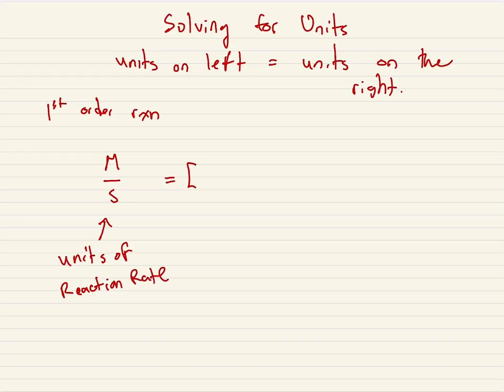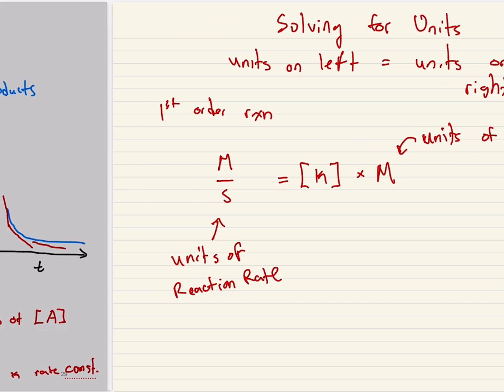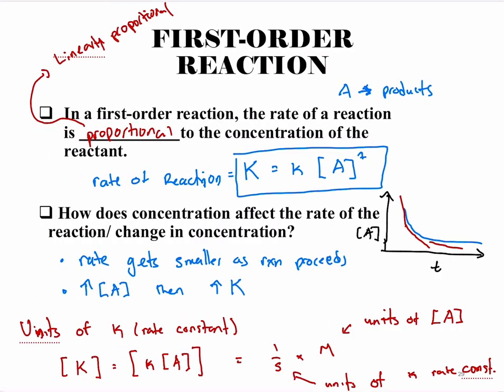We want to solve for the units of lowercase k because we don't know that, times molarity. These are the units of the concentration of A. So all I did is write out the units for everything that we know in this equation. This is the units of A, we know the units of capital K, and we just want to solve for the units of lowercase k.